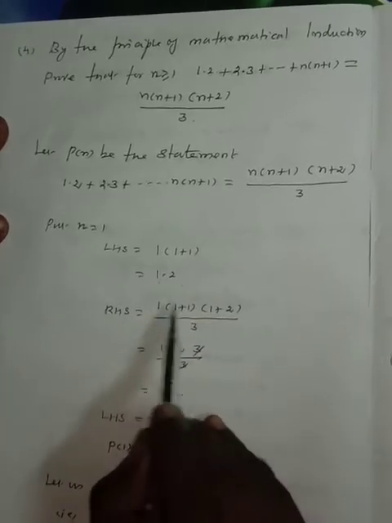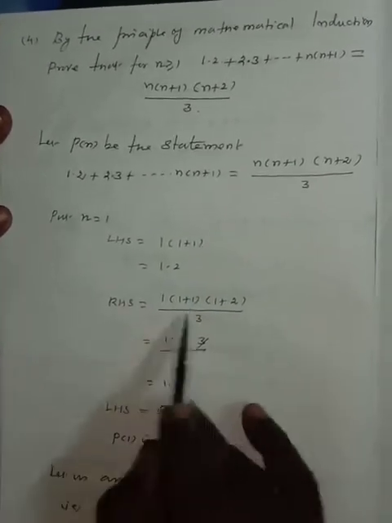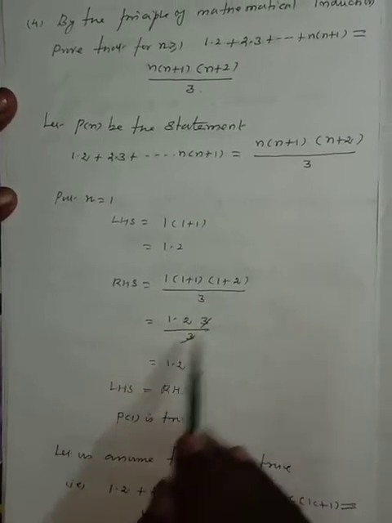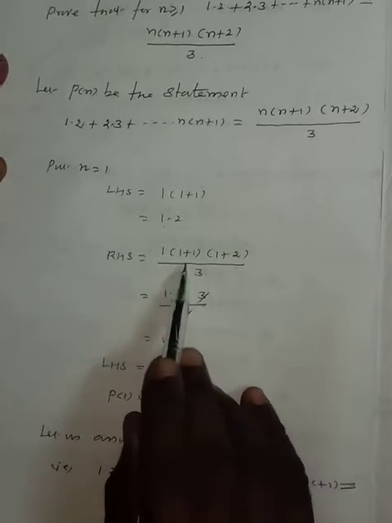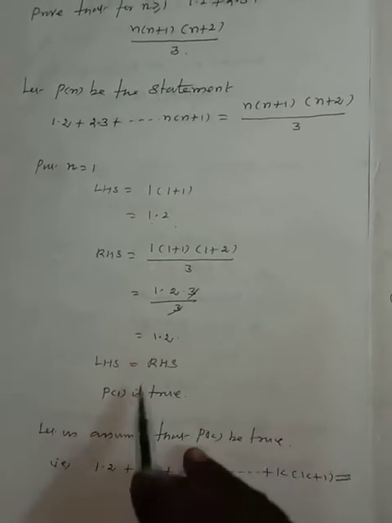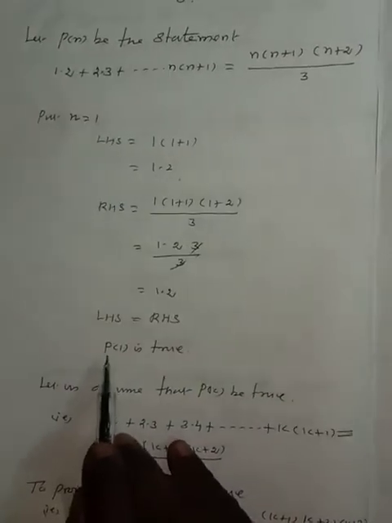Take RHS: n into (n+1) into (n+2) divided by 3. Put n is equal to 1: 1 into (1+1) into (1+2) whole divided by 3. This means 2, 2 3s are 6, 6 divided by 3 is 2, so 1.2. LHS is equal to RHS is equal to 1.2. Therefore, P(1) is true.